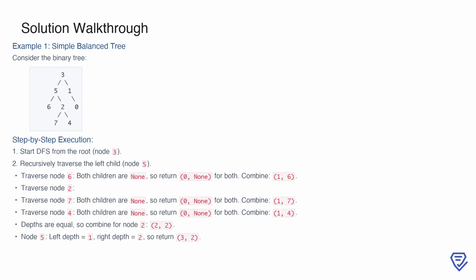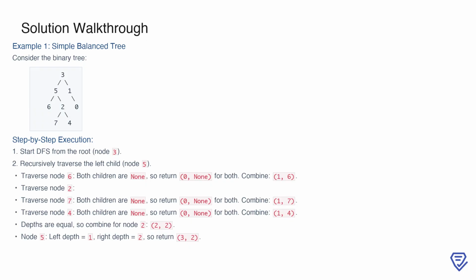In this first example, we have a simple balanced binary tree. The root node is 3, which branches into two children, 5 on the left and 1 on the right. Starting with a depth-first search from the root node, we first explore the left subtree rooted at node 5. For node 6, since both its children are null, we return a depth of 1 and the node itself, 6. Moving to node 2, we process its children, node 7 and node 4. Both of these nodes are leaf nodes, so again, their depths are 1, and we return the nodes themselves. Since node 2 has equal depths from both children, we determine that node 2 is the root of the smallest subtree containing all deepest nodes in this branch, with a combined depth of 2.